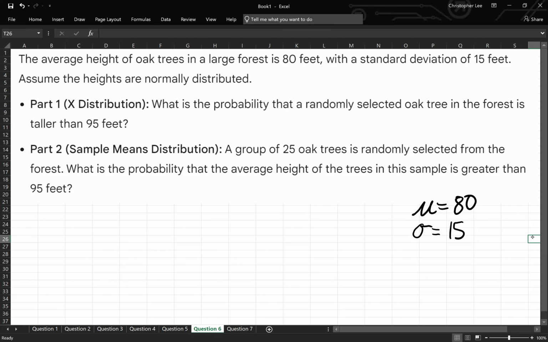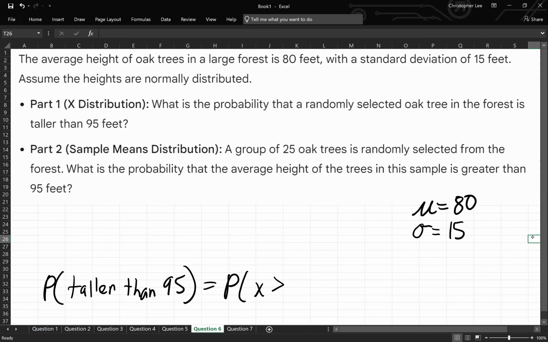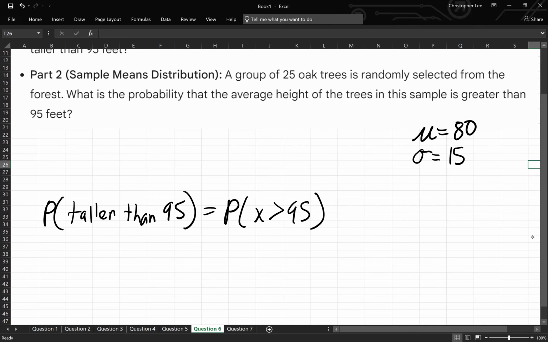So our first question is asking us, because there's a part A and a part B to this question: what is the probability that a randomly selected oak tree in the forest is taller than 95 feet? So they want to know the probability of the tree being taller than 95. Taller means this is going to be the probability of X greater than 95. That's excellent, by the way.